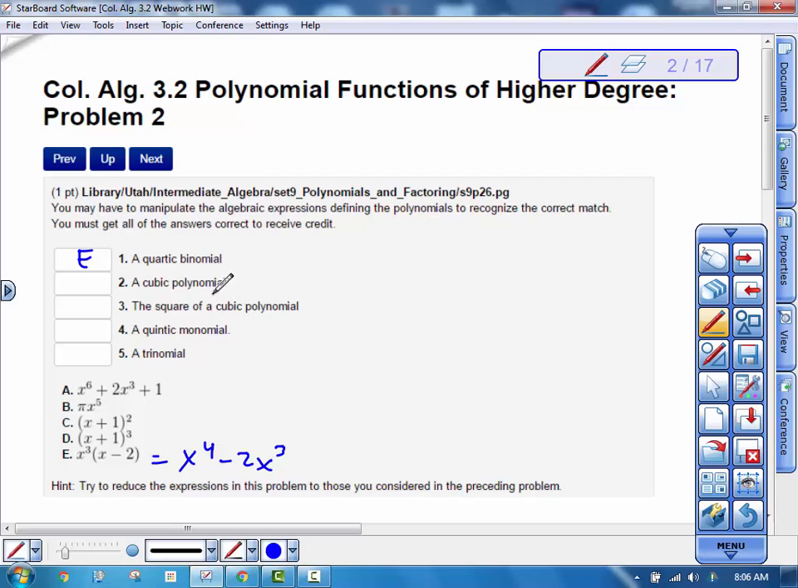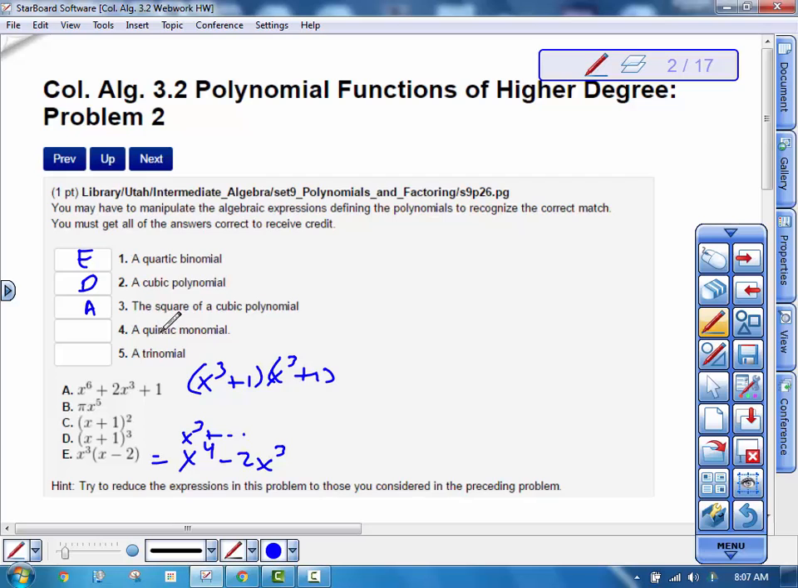A cubic polynomial would be, if I FOIL out d, I'd end up with x cubed plus something, and that'd be a cubic polynomial. That'd be d. The square of a cubic polynomial would be a 6th degree polynomial. If you had some cubic polynomial, like a real simple one like that, and we squared it, so we multiplied it by itself, you'd end up with a 6th degree polynomial. So that'd be a.